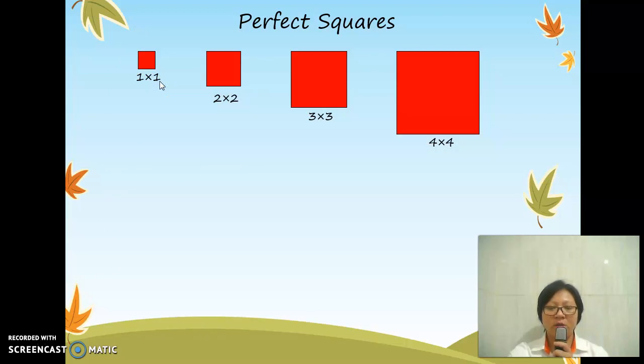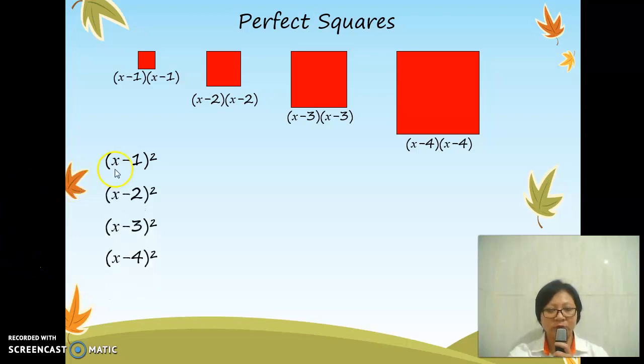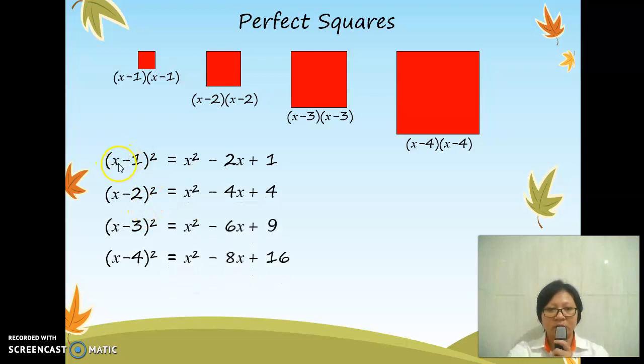What if the algebraic perfect squares involve subtraction? As you can see, for example, x minus 1 times x minus 1, x minus 2 times x minus 2, x minus 3 times x minus 3. Using index form, to keep it simple, you can write them down as x minus 1 squared, x minus 2 squared, x minus 3 squared, x minus 4 squared. And then using expansion, x minus 1 squared is equal to x squared minus 2x plus 1.